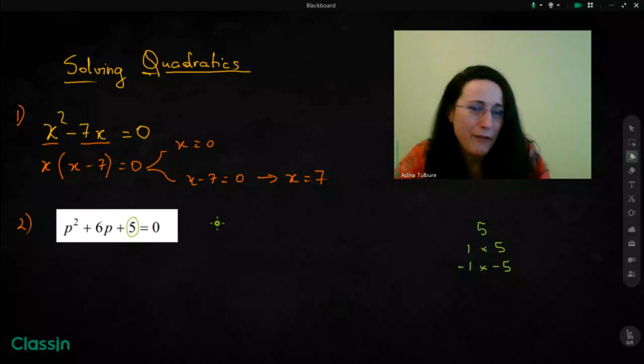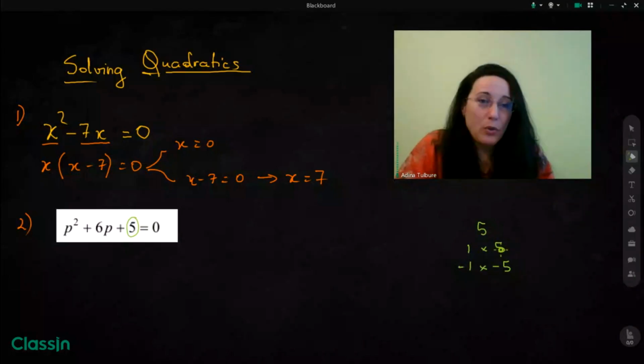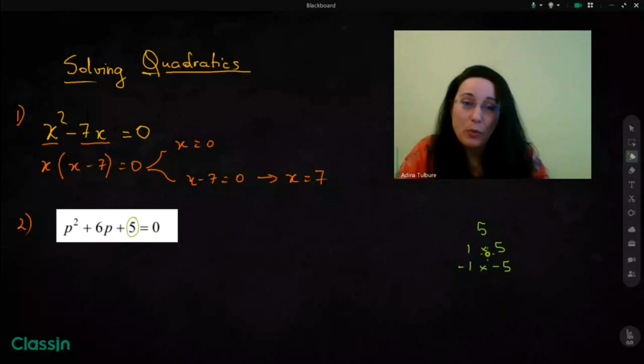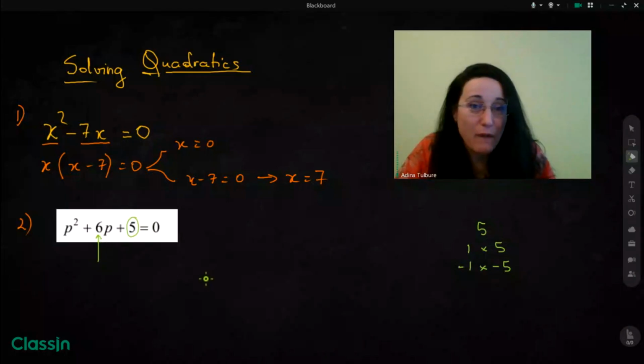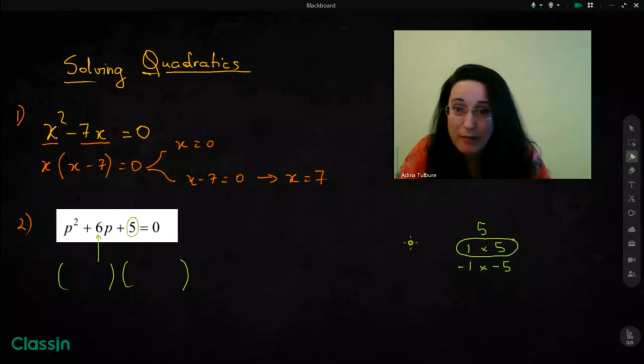But if, instead of 5, you had a different number like 12 or 24 or 36, whatever, you could have made a list and then you would have chosen the pair of factors that satisfies your needs. In this case, it says that the coefficient of p is 6. It's a positive 6. So I need these two factors to add up to 6. Whatever factors I multiplied to get 5, I need them to add to 6. Then I can open the brackets. I found the pair: 1 times 5 is 5 and 1 plus 5 is 6. So it's definitely these factors.